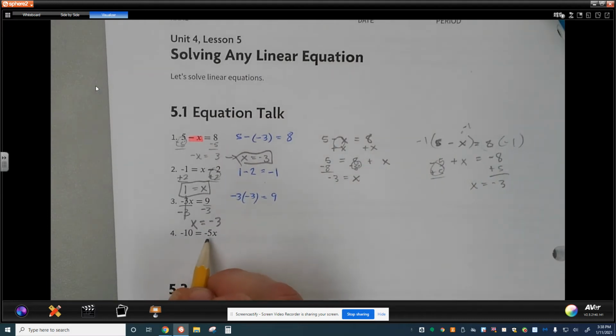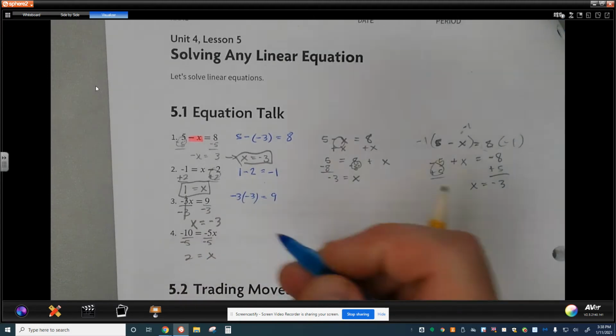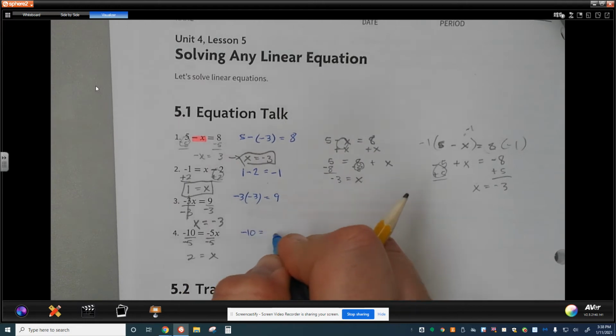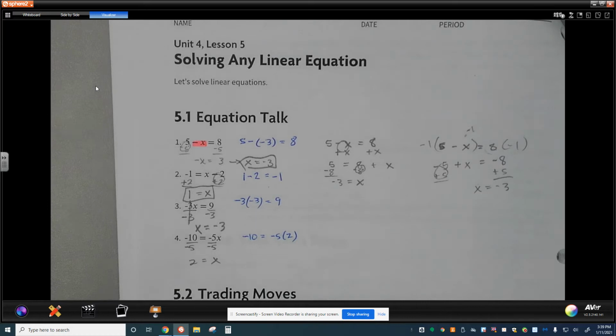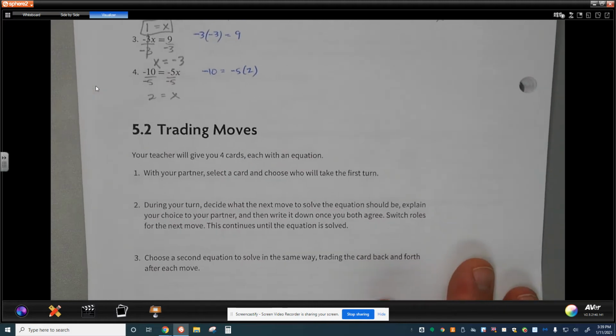Number 4, the final one that we have, we want to divide by a -5 here, and a -5 on the left expression, giving us a +2 is equal to x. And I know that -10 is equal to -5 times +2. So all of those, we checked them out, made sure that they were correct. There's no need to know if I got the right answer or not, because I know how to check to verify if it's right. This next one, trading moves.